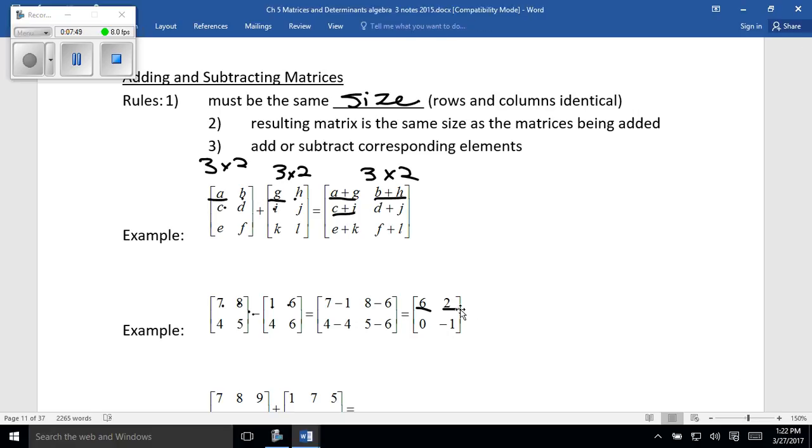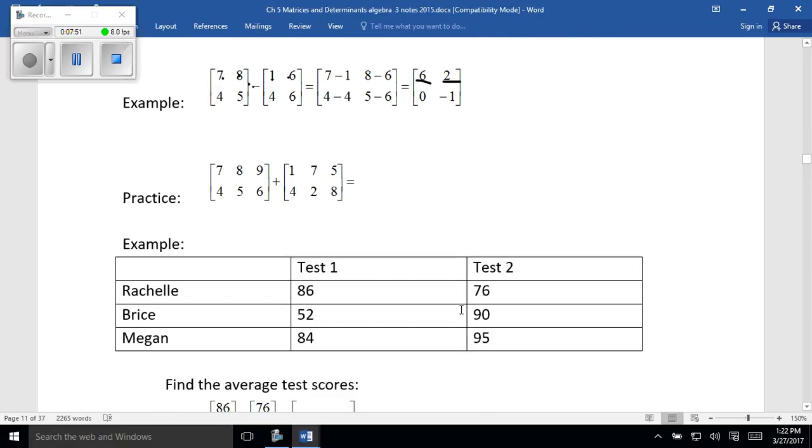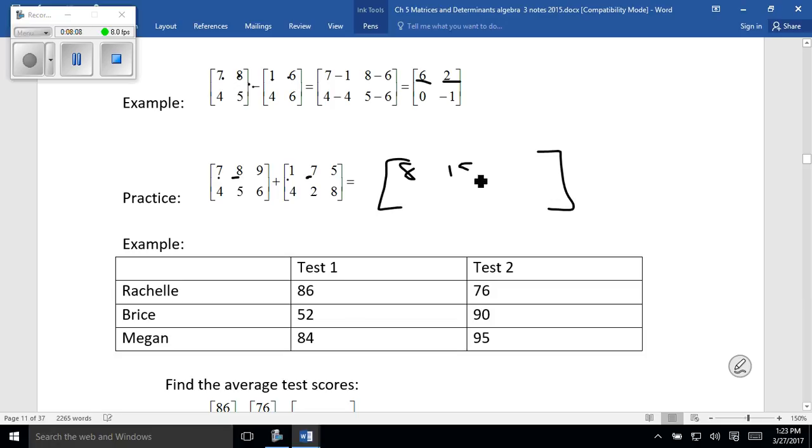Okay, try it. How big is your matrix going to be? 2 by 3. What's your first element? Row 1, column 1. 7 plus, oops, sorry, 1 is 8. Next one. 8 plus 7. Next one. Bottom row. And 14. All good? All right.